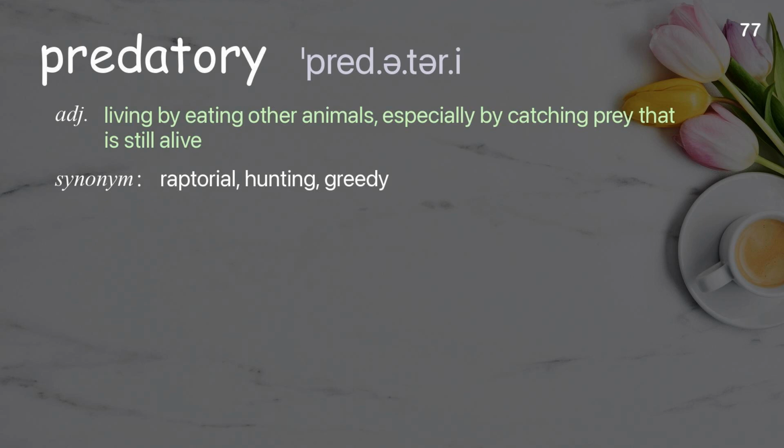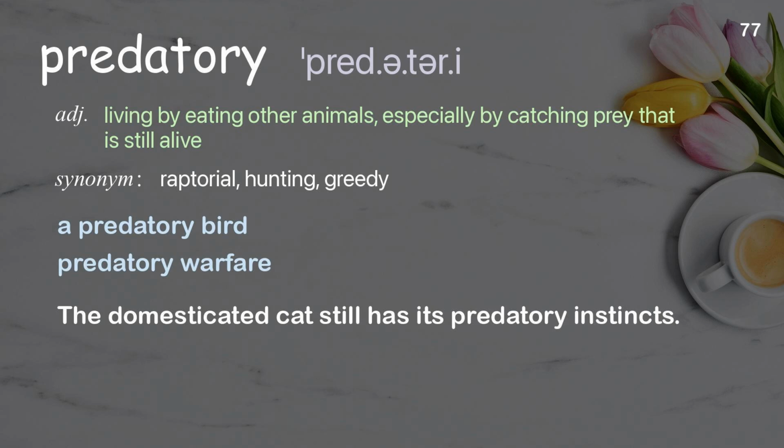Predatory. Living by eating other animals, especially by catching prey that is still alive. Examples: A predatory bird. Predatory warfare. The domesticated cat still has its predatory instincts.